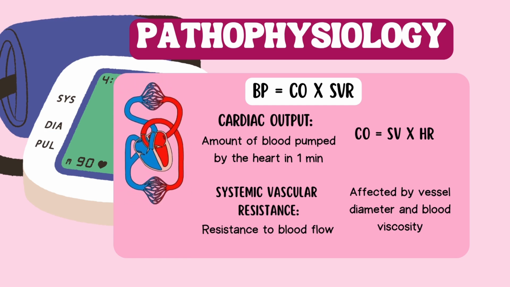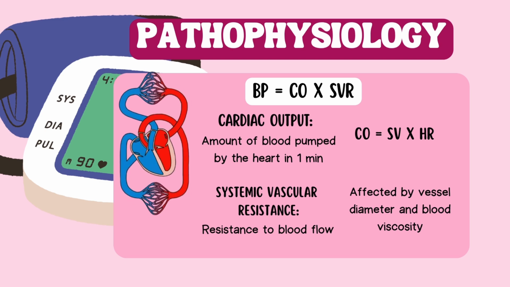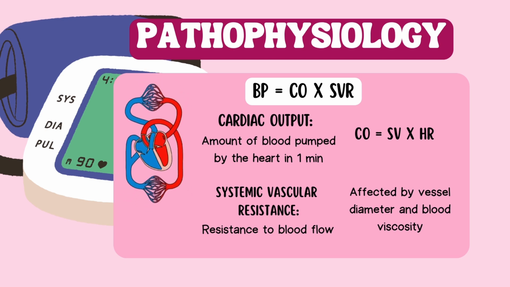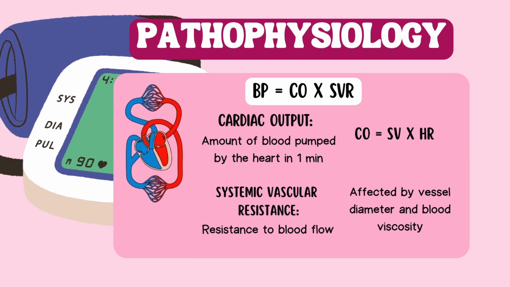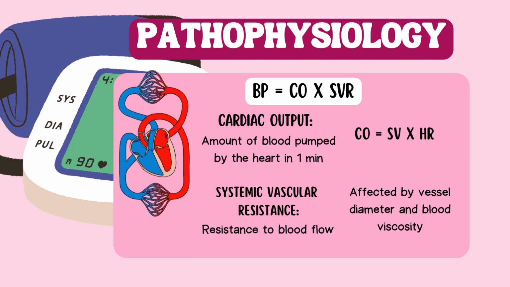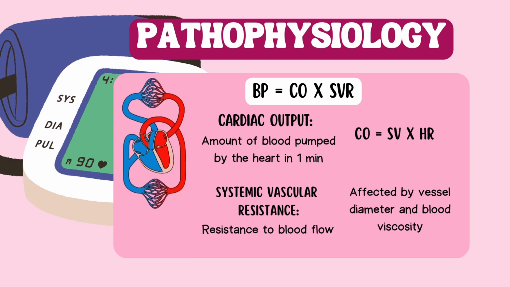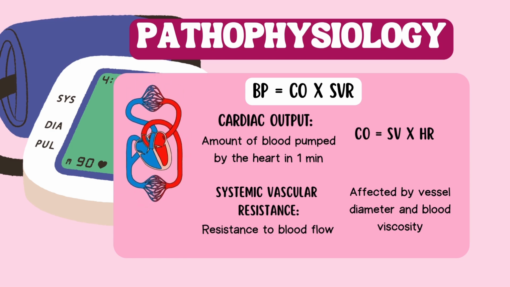Cardiac output is the amount of blood pumped out by the heart in 1 minute. And then cardiac output has its own formula as well. So cardiac output equals stroke volume, which is the amount of blood ejected with each beat, times heart rate. So all of those factors, cardiac output, stroke volume, and heart rate, all play a factor into blood pressure.